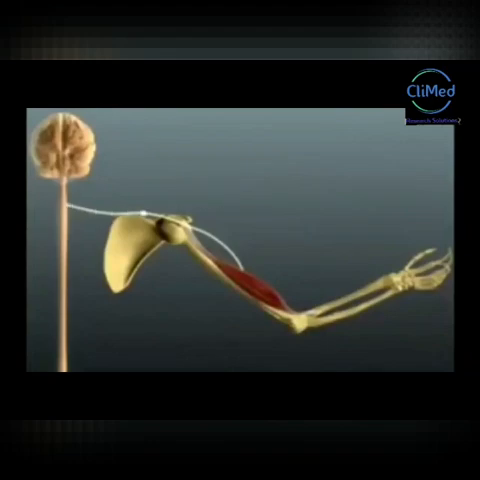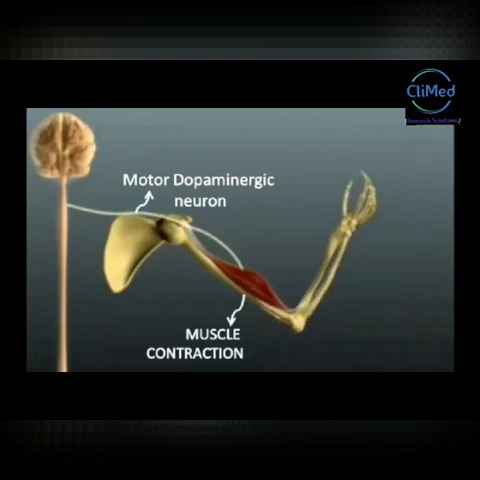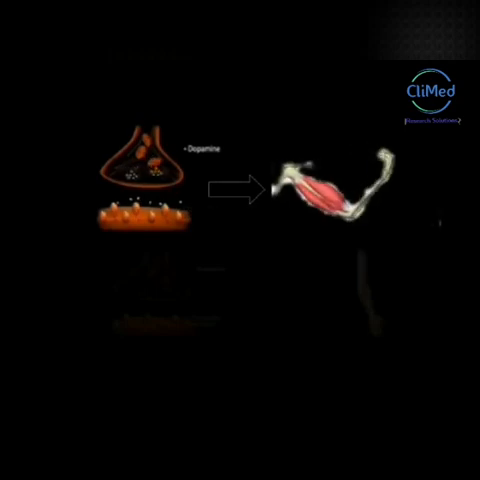This is the motor dopaminergic neuron through which the electric signal passes and results in muscle contraction. This is the normal physiology in healthy patients, where the dopamine will bind with the dopaminergic receptors, and this results in the normal physical activity. Whereas in Parkinson's patients, because of the degeneration of dopaminergic neurons, the dopamine deficiency results in abnormal or restricted body movements.